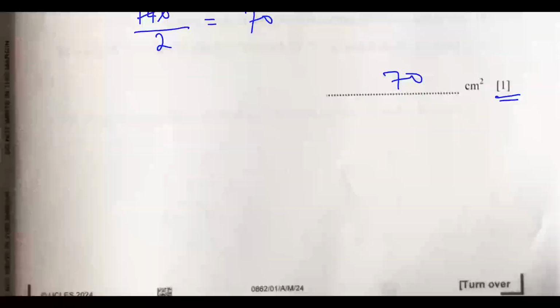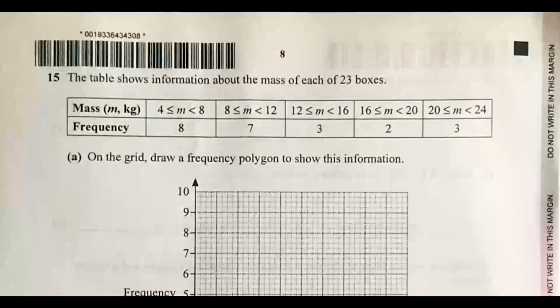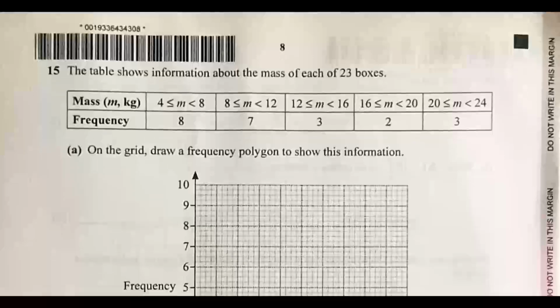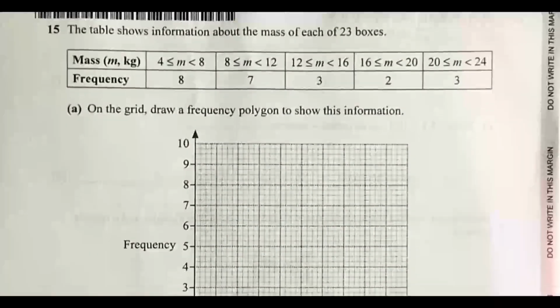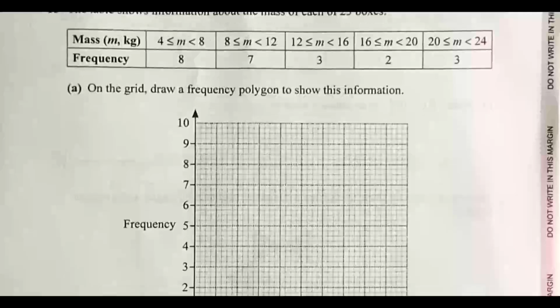I think that should be the last one there. The next one will be question 15. The table shows information about the mass of each of 23 boxes. We have them here. On the grid, draw a frequency polygon to show this information. Let's scroll up a little bit so that you can see the table as well as the grid.